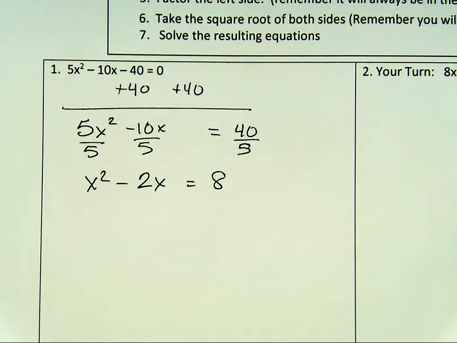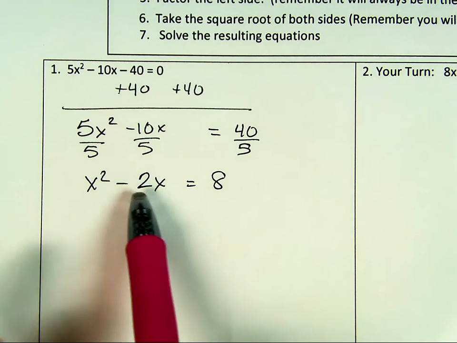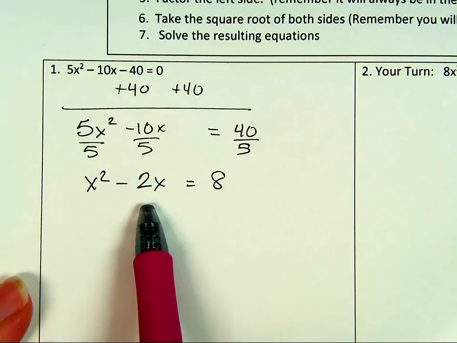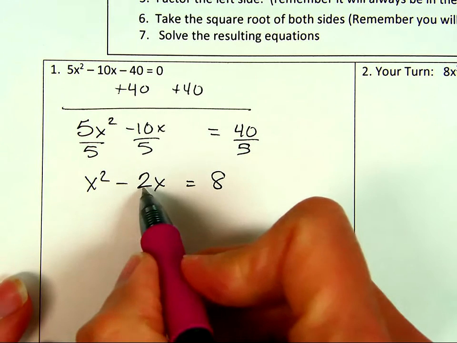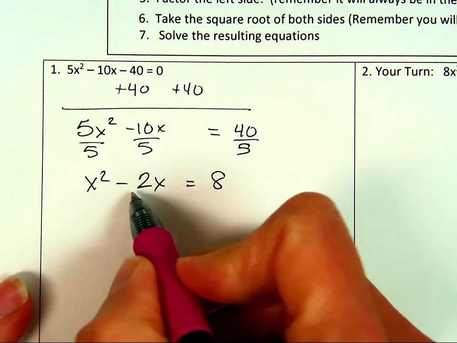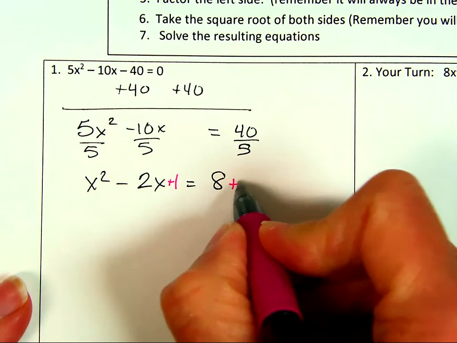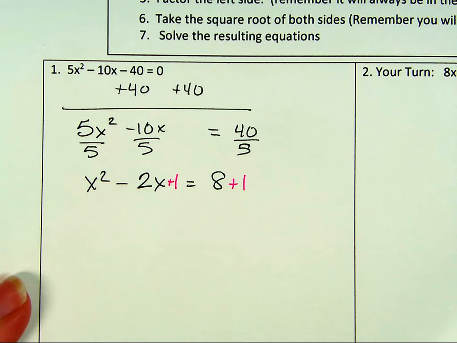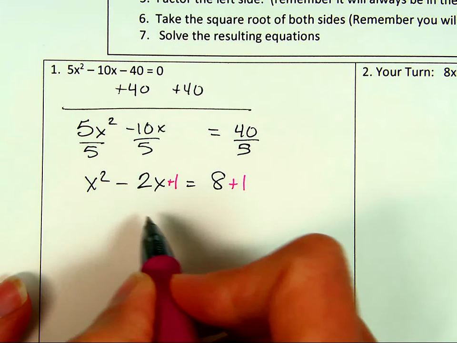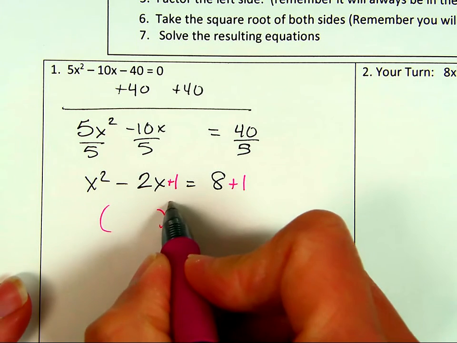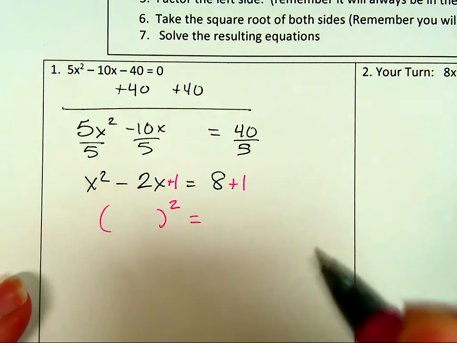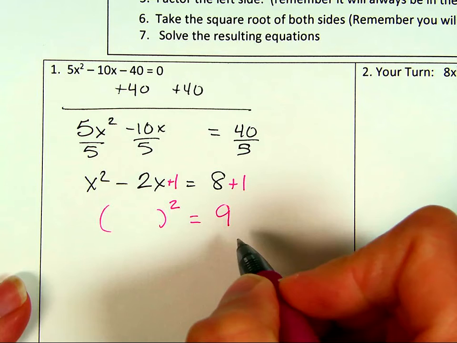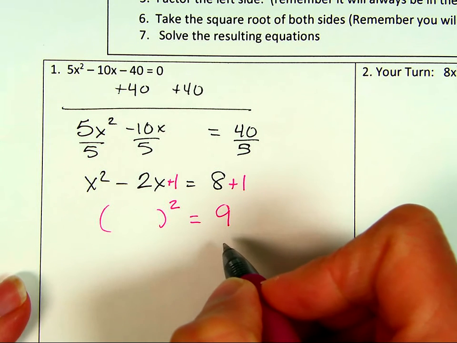And then I'm going to take half of b, square it, and add it to both sides. So half of negative 2 is negative 1. When I square it, I get a positive 1. So I'm going to add 1 to both sides. Remember, I do that to balance the equation. And then I'm going to factor. I'll show you the factoring thing next time, but anyway, it's different when you do vertex form.